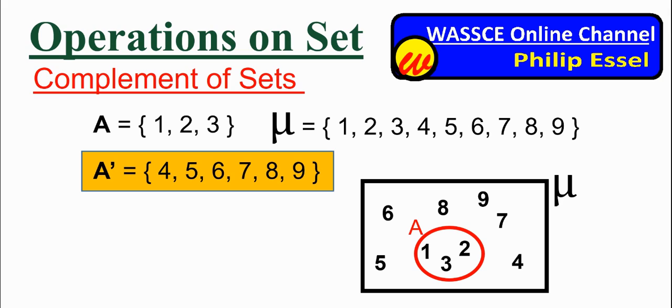Now, we'll be shading A complement very soon. I remember we said that A complement is anything inside the universal set other than A. So what we are going to do is this: we are going to shade the entire region of the universal set, but we will not shade the region of A. So that's how we are going to do this. So we'll get something like this when we shade A complement.